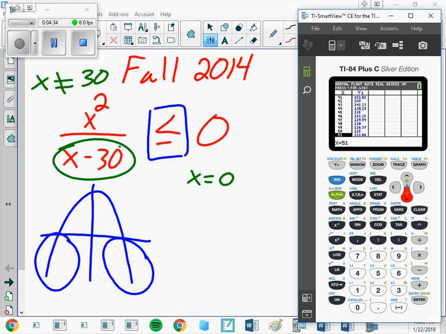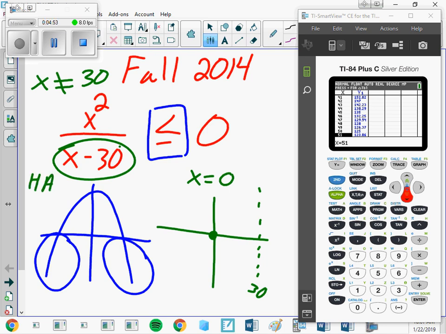Okay. Well, so I know a couple things. First off, I know the graph hits the origin, and I know over here at 30, there is a vertical asymptote, right? Does this have an HA? How do we tell? When is the HA 0? When the bottom is bigger than the top. Is that the case here? No. So it's not 0.